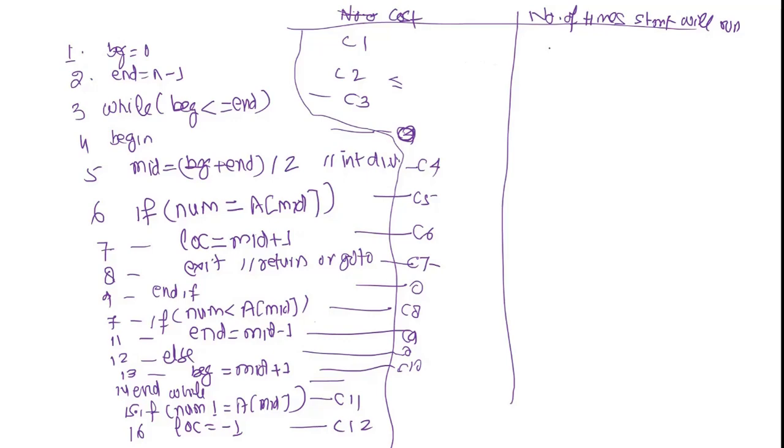So here we have to check how many times each statement will run. Begin will run one time, this will run one time. Now see how many times we have to check: beginning is less than end, how many times will this loop run. So this is the main thing that we have to decide. So we can write it here.